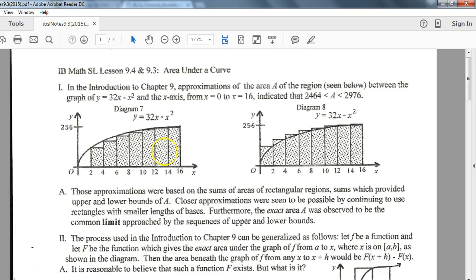And so the idea was, well, if we create more and more rectangles, this space would get smaller and smaller and smaller. So as we get an infinite amount of rectangles, we get closer and closer and closer to the area that we actually want. So when you are doing a definite integral, that's where this comes from: you are finding the area under the curve essentially by adding up an infinite amount of rectangles to get that area.